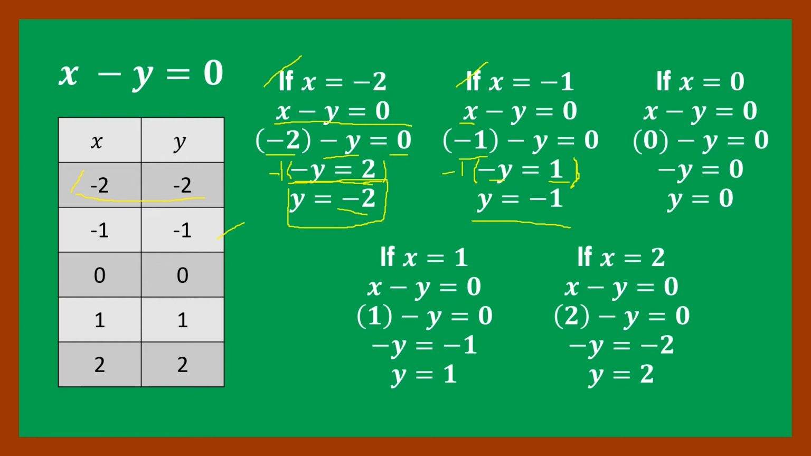So, we're going to follow the same process for x is equal to 0, x is equal to 1, and x is equal to 2. Finally, magko-complete na natin yung table of values. So, this would be enough. You can consider at least 3 points or 2 points to form a line. Pero kung gusto nating mas detalyado, it would be better if we're going to consider 5 points.